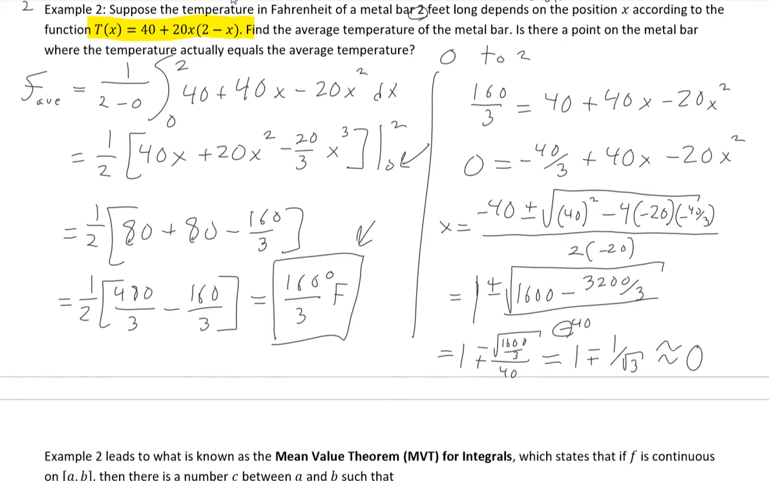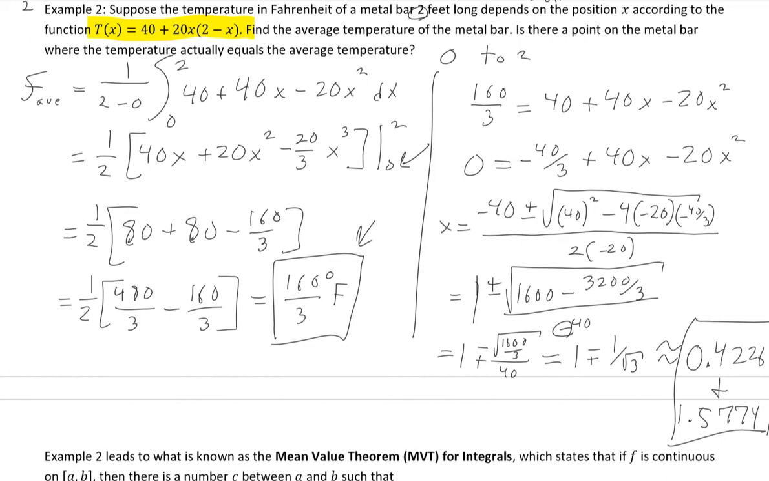gives me 0.4226. And if I do 1 plus, I get 1.5774. So yes, it actually happens twice, because the bar goes from 0 to 2. So it happens at 0.4226 position-wise, so I guess 0.4226 feet, and at 1.5774 feet.